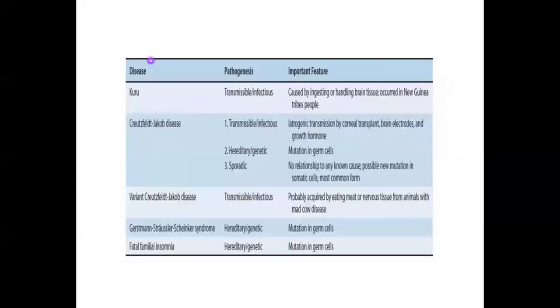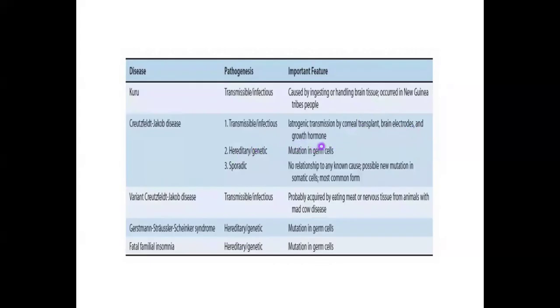So these are the variants of the disease. We said Kuru is transmissible, infectious, caused by ingesting or handling brain tissue, and occurred in New Guinea tribes, the ones practicing cannibalism. Then CJD, or Creutzfeldt-Jakob disease, is transmissible. We said iatrogenic is through corneal transplants, brain electrodes, and growth hormone.